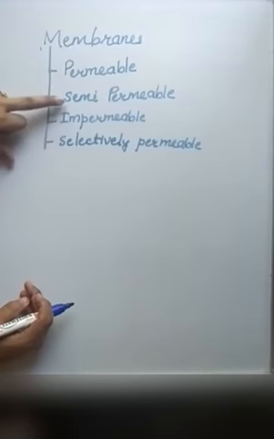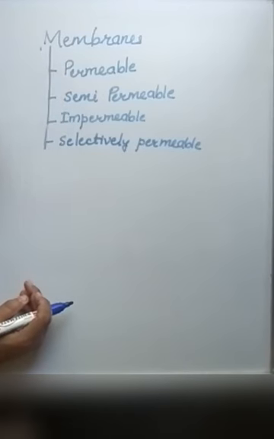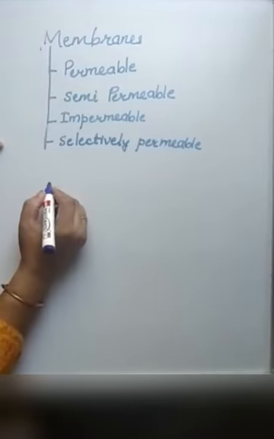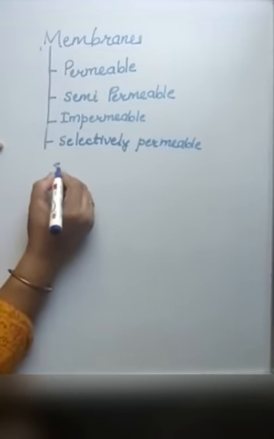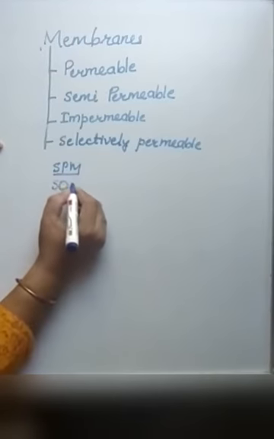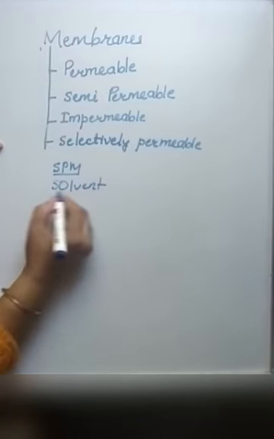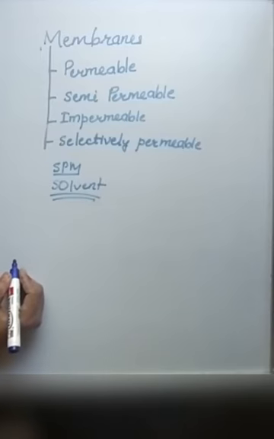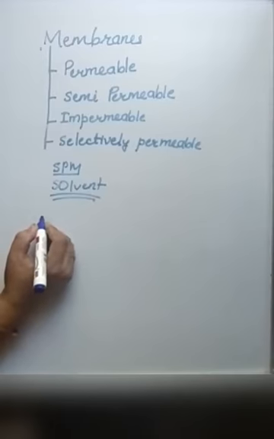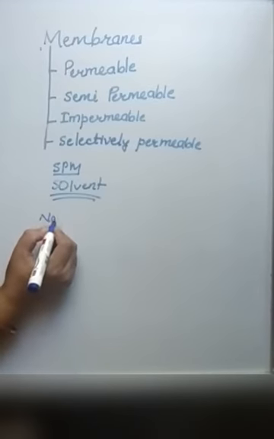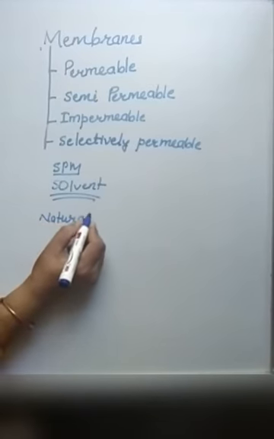selectively permeable. Actually, selectively permeable are only a type of semi-permeable. But here we are concerned with the semi-permeable membrane. So let us see, these are the semi-permeable membranes which allow only solvent particles. SPM allows only solvent particles to move through them. These solvent particles move through them easily. Now we see we have natural semi-permeable membranes and synthetic.